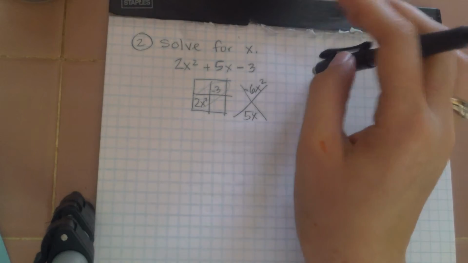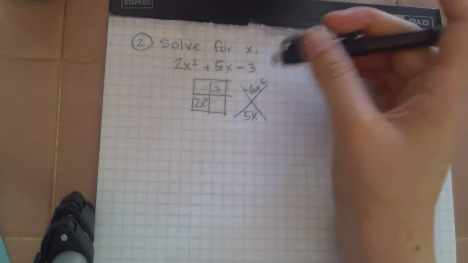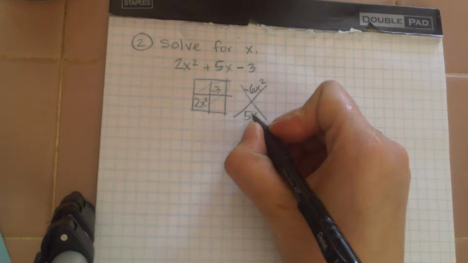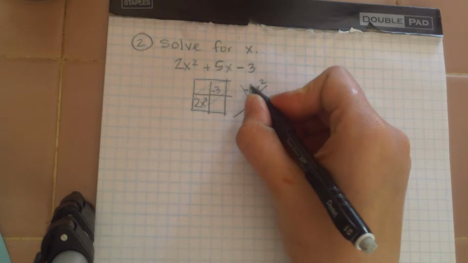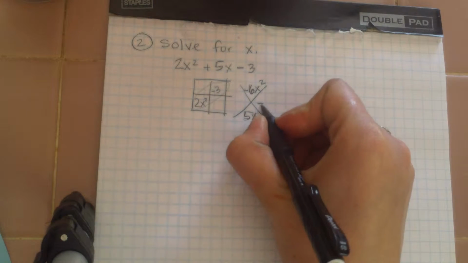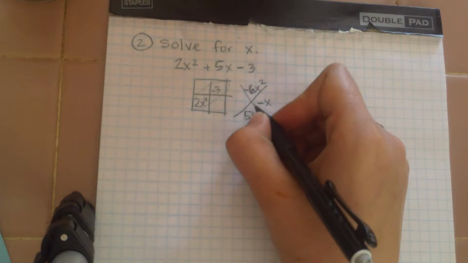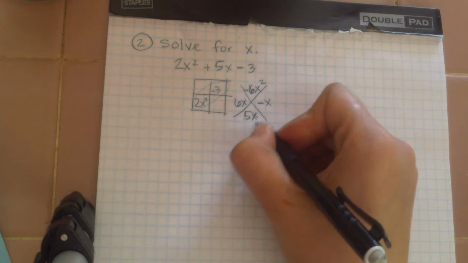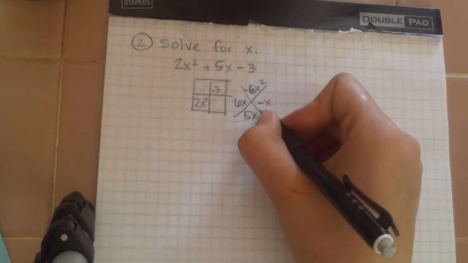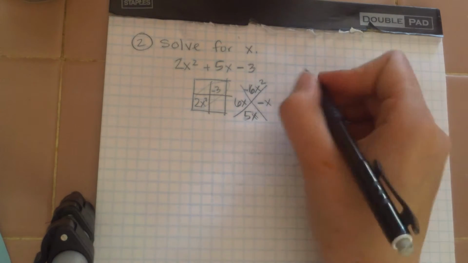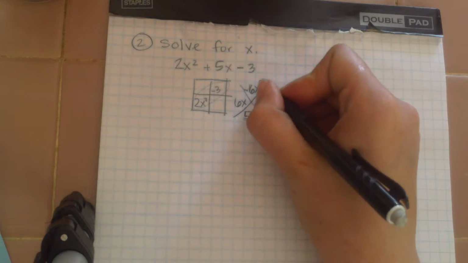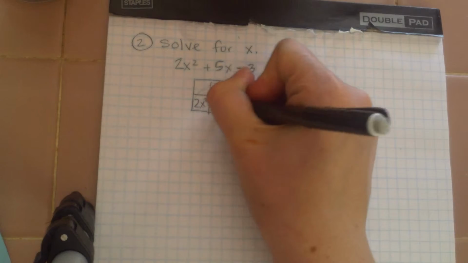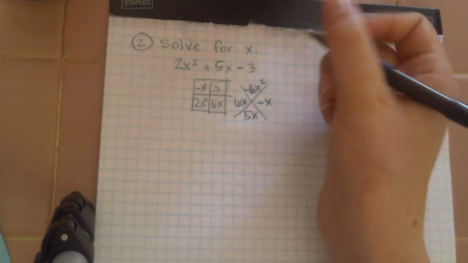Uh-oh, I messed this guy up. Nothing adds to 5x and then multiplies. Oh, wait. No, you're right. So there's one thing that adds to 5x and multiplies to negative 6x squared, and that would be negative x and 6x. We need a negative to give it negative. So 6x minus x gives you 5x, and 6x times negative x gives you negative 6x squared. If you ever forget, this one is squared, and so we need to multiply an x times an x in order to get that squared. So 6x goes here, and negative x goes here.